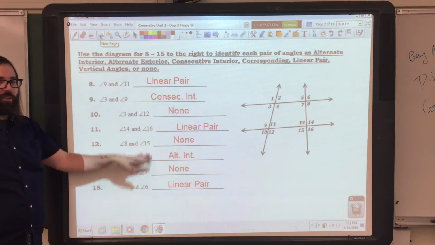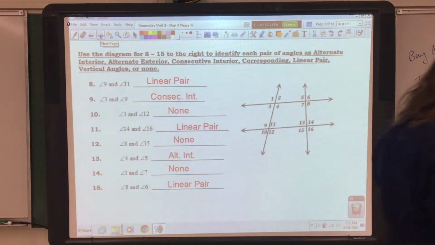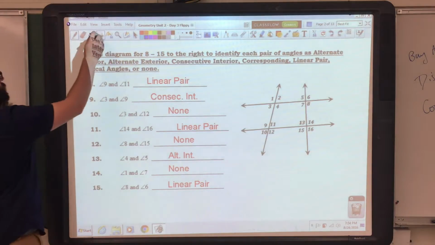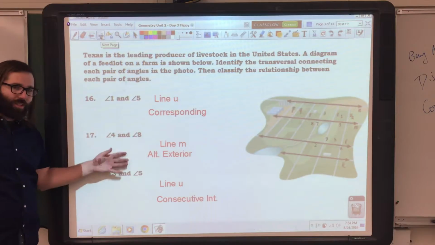Alright, same thing, just label or identify which type of angles these are. Okay, these ones just identify what type of angle they are.